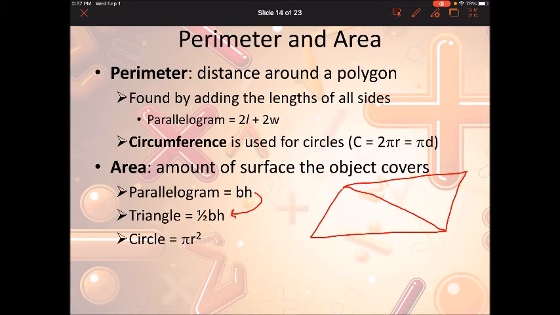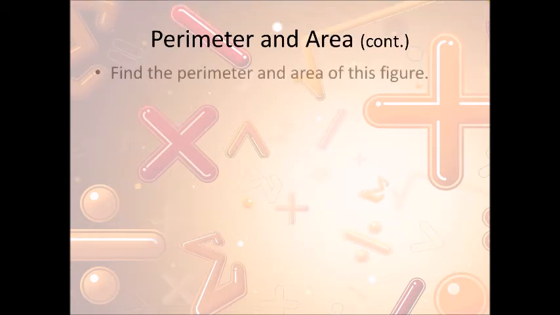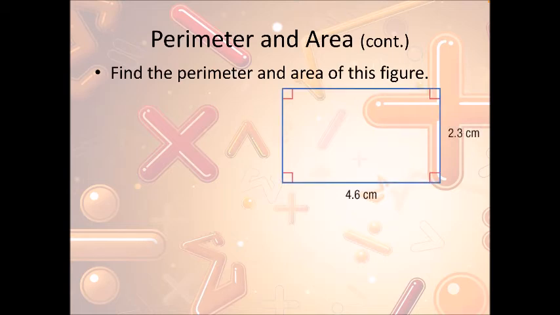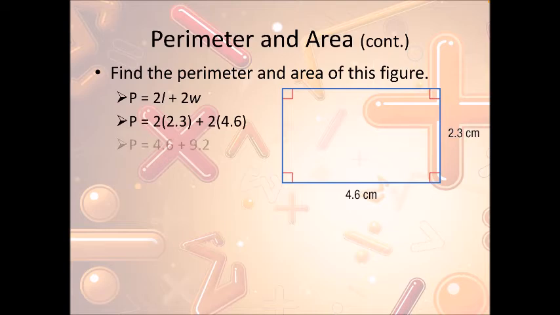So based on that, let's see how you do with finding the perimeter and area of this figure. I'll give you a few moments to start. So if we look at the perimeter, this is a parallelogram, so it's 2L plus 2W. My length is 2.3, my width is 4.6. When we add those together, I end up getting a total of 13.8.